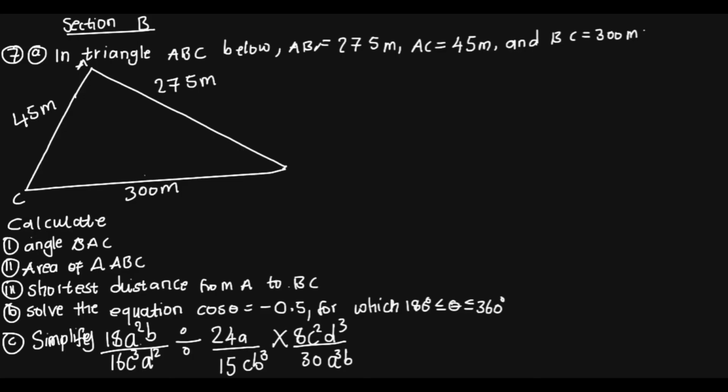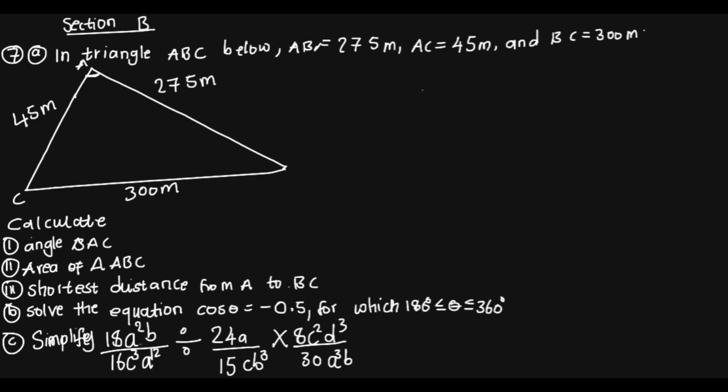We have been given this triangle, and we can see that we have been given all three sides. The first question is we want to find angle BAC. So BAC, we are looking for the middle letter. We are looking for this angle here.